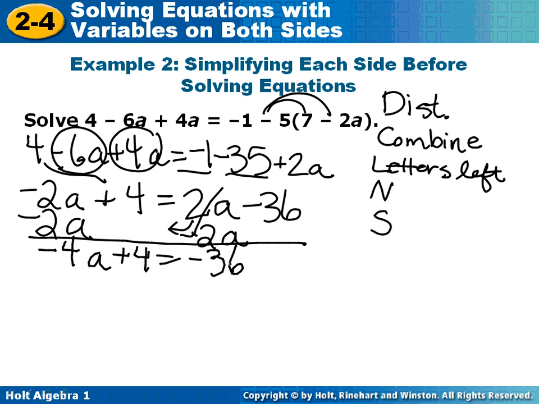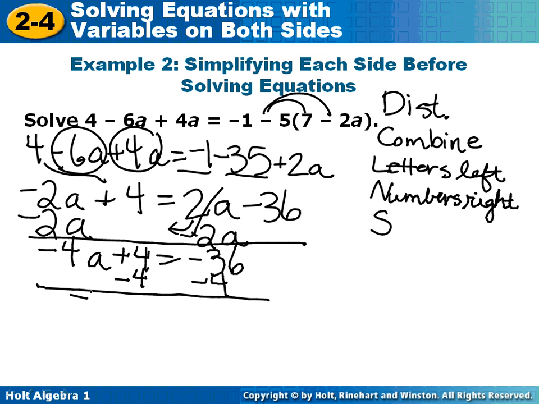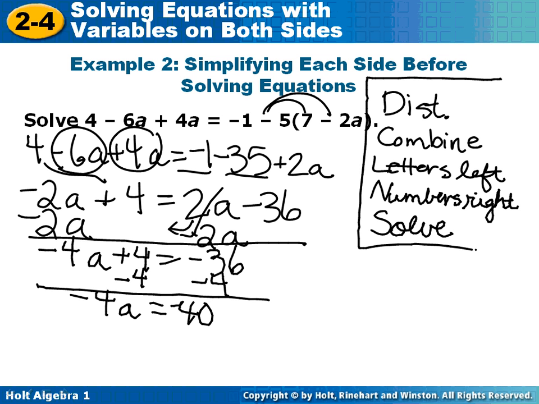The N stands for numbers to the right. So we're going to move the numbers to the right. The 4 is a number or a constant. Since it's added, I'm going to subtract it, move it to the right. -4a is -40. And our last step is solve. On that step, you usually multiply or divide to get the variable completely by itself. So I need to divide by -4. Final answer, a is equal to 10.